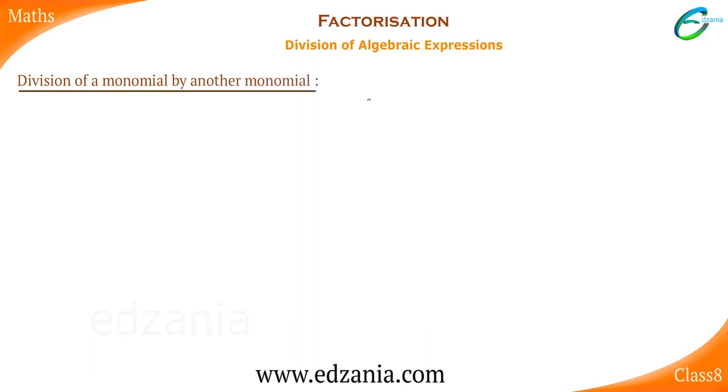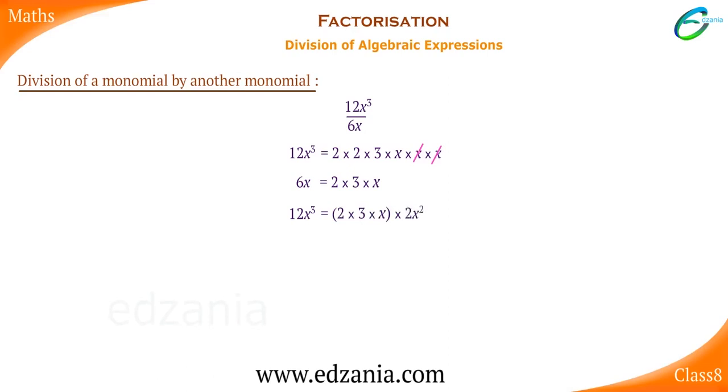Let us consider 12x cubed divided by 6x. Let us first factorize the given monomials into their irreducible factors. Next, we need to group the factors of 12x cubed to separate 2 into 3 into x. Now, divide the two monomials and cancel the common factors between them. Simplify the remaining terms to get the answer. We got the result of this division as 2 times x squared.